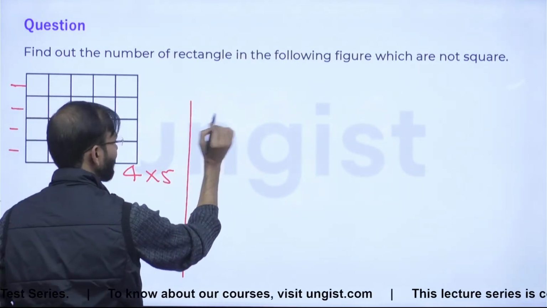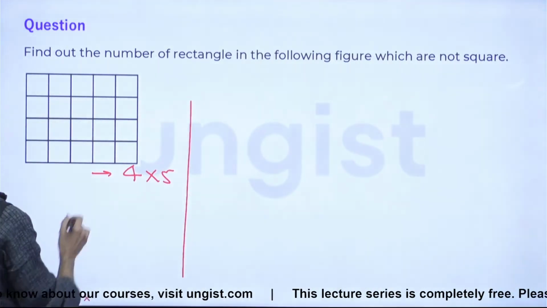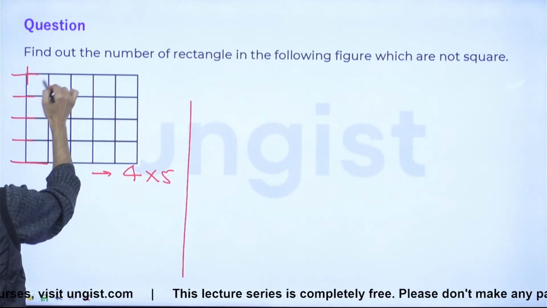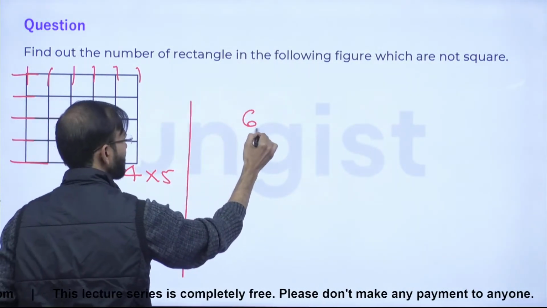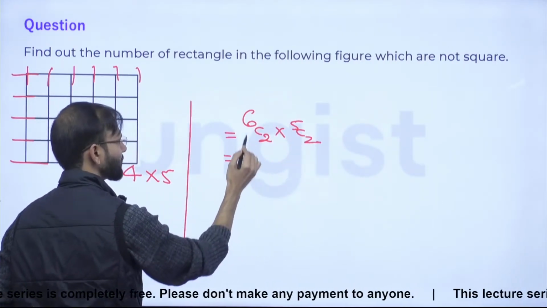Now guys, total number of rectangles. मुझे ये बताइए, how many lines are intersecting how many lines? So 1, 2, 3, 4, 5 and 1, 2, 3, 4, 5, 6. So guys, total number of rectangles will be 6c2 into 5c2. Correct? Guys, what is 6c2? Quick.